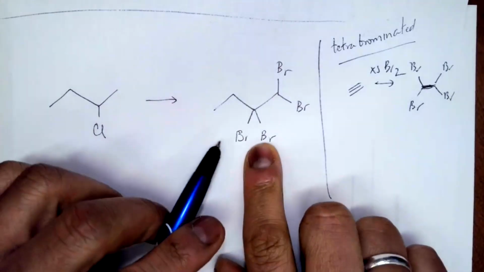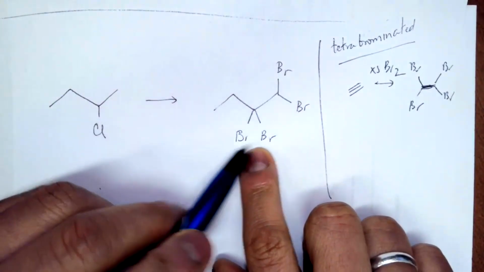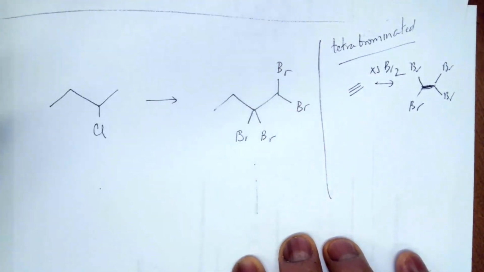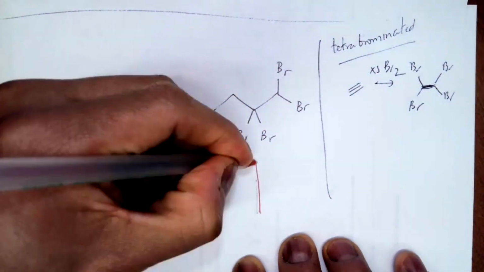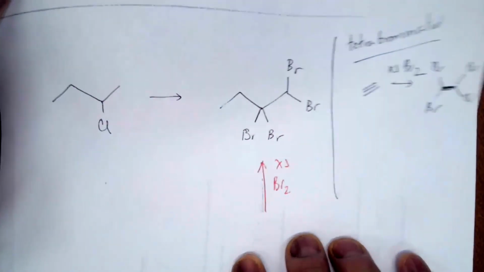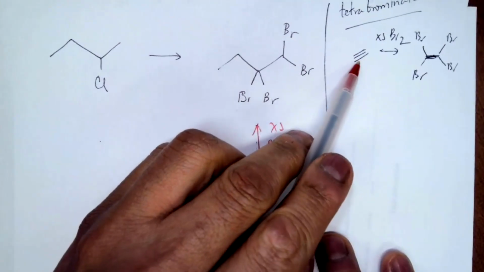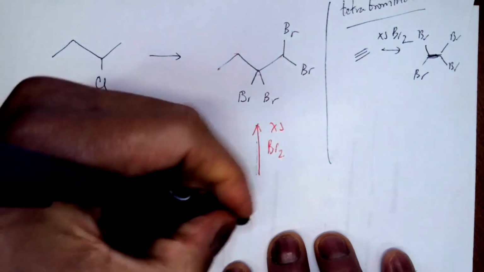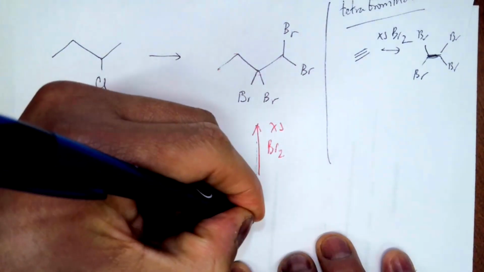Okay, so I have this tetrabromination. That means that I have to start from an alkyne. So this reaction, I had to use bromine, excess bromine, right? So what was the starting material? The starting material had to be an alkyne. 1, 2, 3, 4. Okay, so my alkyne was this.